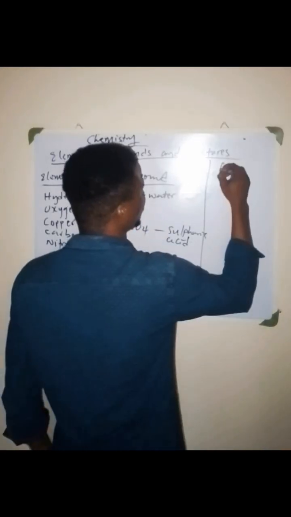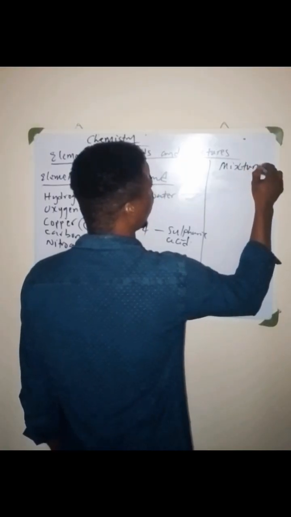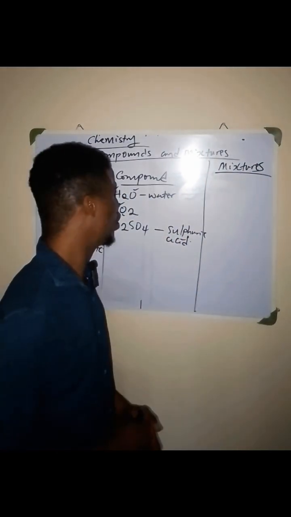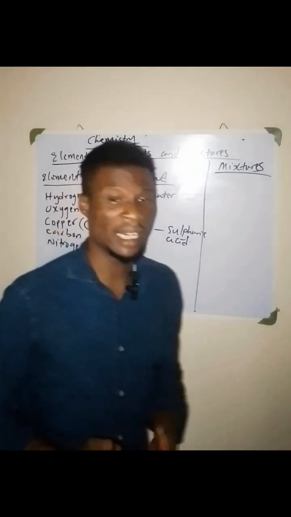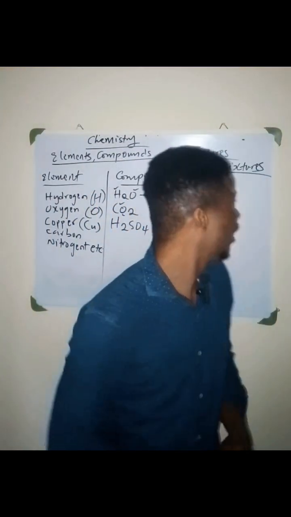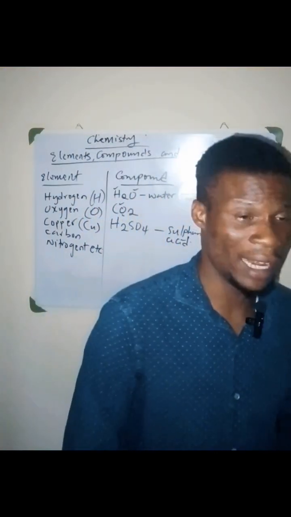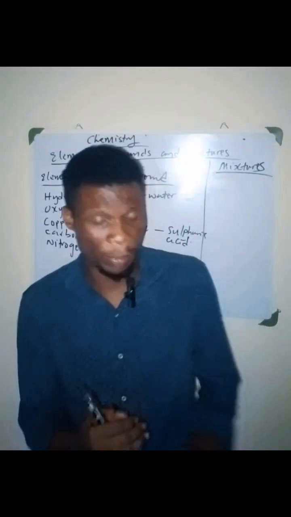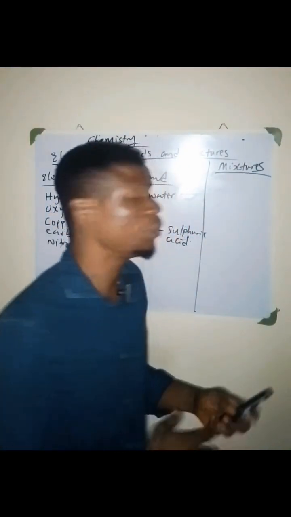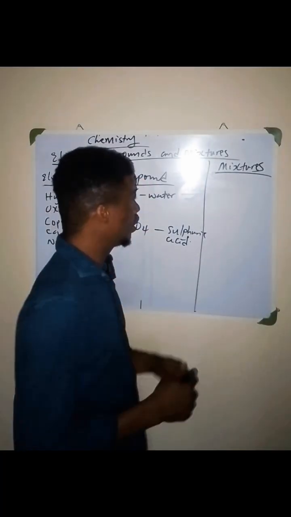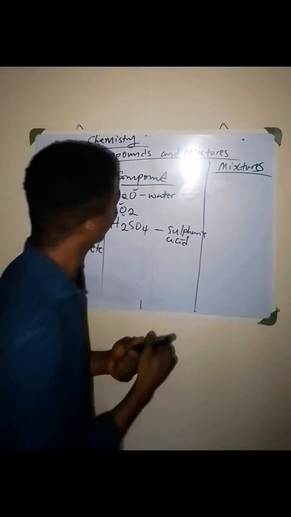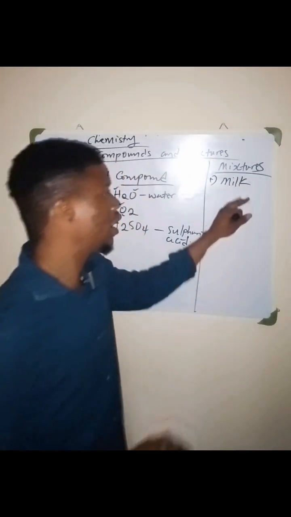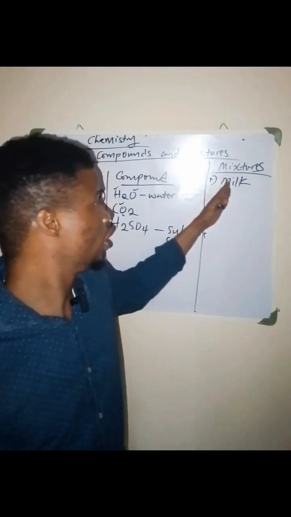Now we also have mixtures here. Now we're going to see what a mixture is. A mixture is a substance that is made up of two or more substances that are physically combined and can be separated by physical means, because they are not chemically combined. So let's check the examples of mixtures. For example, milk. Milk is a mixture.